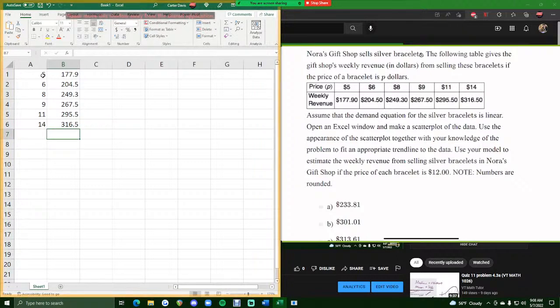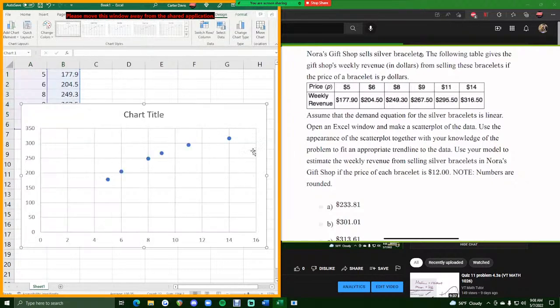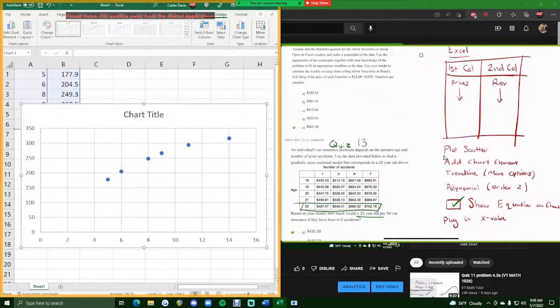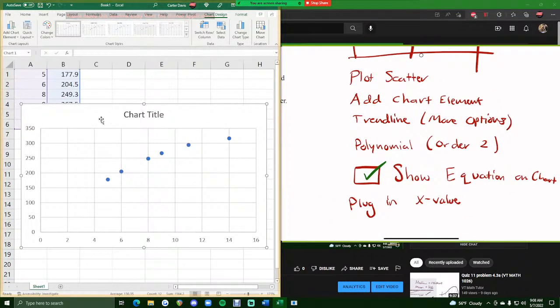All right, so once we have these typed in, I really hope this goes away. This is quite annoying. Once we have these typed in, we want to highlight these and insert a scatter plot, like they say. And here we get this scatter plot, and every single time, they always say fit an appropriate trend line, but every single time what you'll want to do when you plot the scatter is go to add chart element. If it doesn't pop up in the top left, I think you can click on the chart like this, and then it should pop up here.